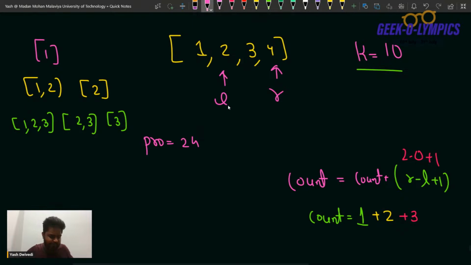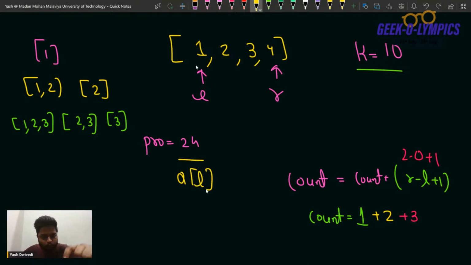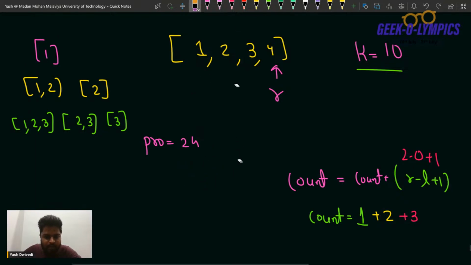This will be done inside a loop, because we might have to do it again and again, whenever the product becomes greater than or equal to K. Before moving, you can see that this is the Lth element. Since I'm going to move away from it, I'll divide the product by A of L, and then move. So when I do 24 by 1, it will be 24 itself. After the division I'll do L plus plus, and L will move here.